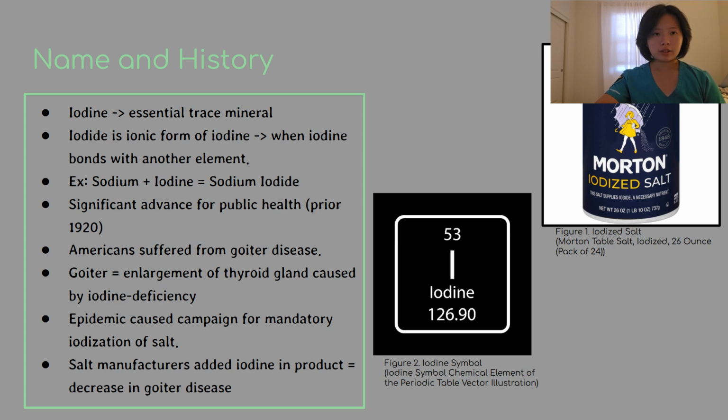Prior to the 1920s, Americans suffered from goiter disease. Goiter is an enlargement of the thyroid gland caused by iodine deficiency. This epidemic of goiter disease caused a campaign for mandatory iodization of salt. Salt manufacturers were quick to add iodine in their products, and this decreased goiter disease among Americans.